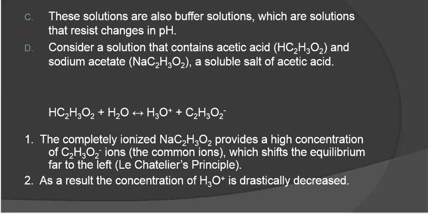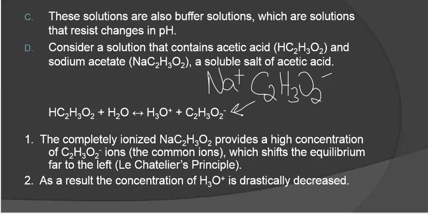So for example, we have a solution that contains acetic acid and sodium acetate. Sodium acetate, when put in solution, breaks apart into ions. And so sodium acetate gives me a concentration of the product in this example equation. That provides a high concentration of acetate ions, which shifts the equilibrium to the left according to Le Chatelier's principle. And as a result, the concentration of H3O goes down in a common ion solution.